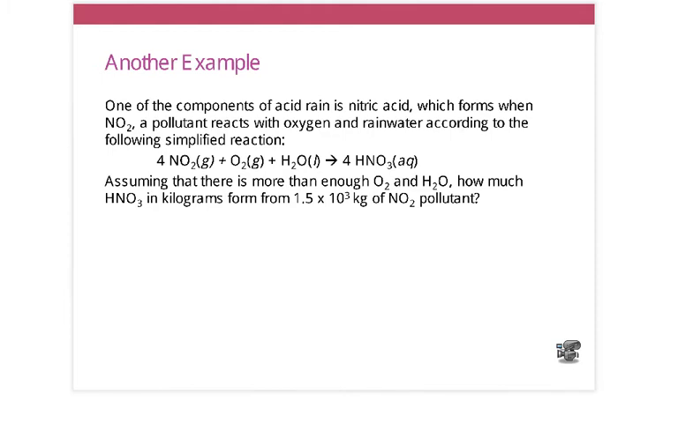Okay, let's do another example. One of the components of acid rain is nitric acid, which forms when nitrogen dioxide, a pollutant, reacts with oxygen and rainwater according to the following simplified reaction. And we have this reaction that is balanced. Assuming that there's more than enough oxygen and water, how much nitric acid in kilograms forms when 1.5 times 10 to the third kilograms of NO2 pollutant reacts?